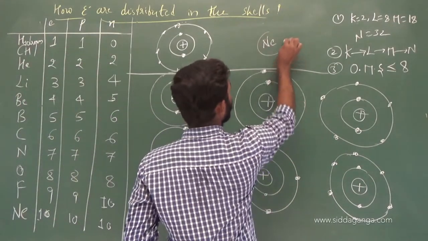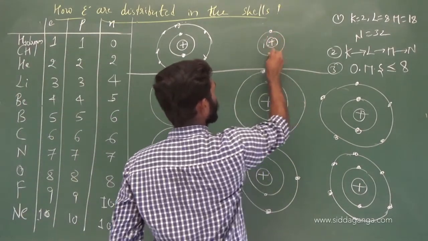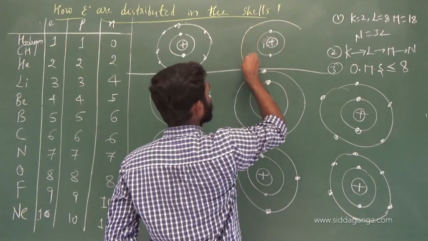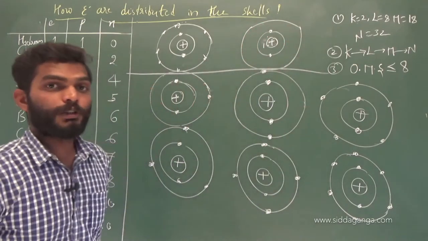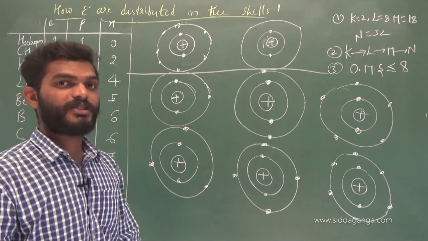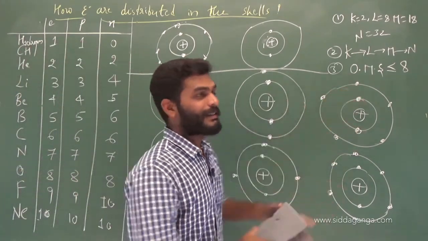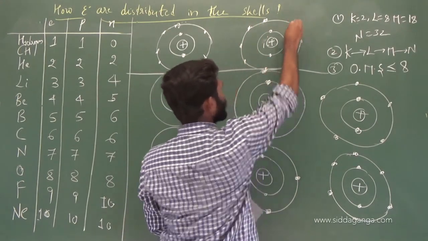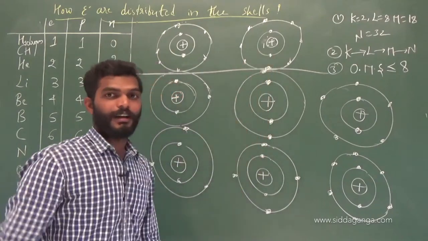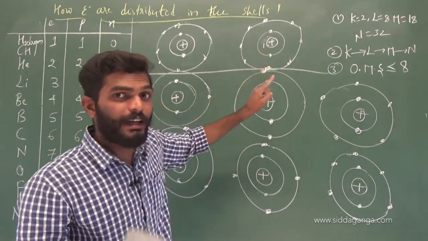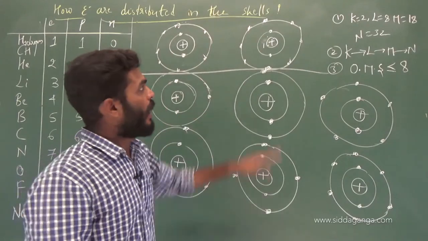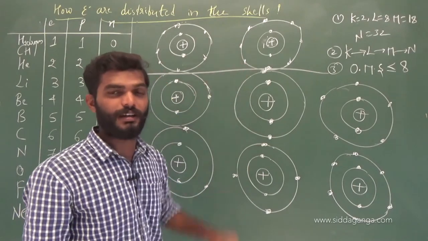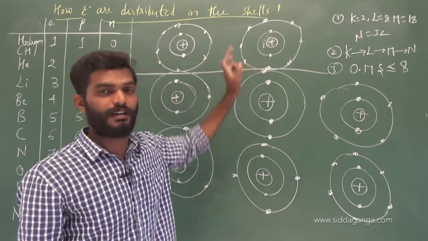Neon, how many electrons are there? 10 electrons are there, therefore nucleus, 2 in the first shell, that is K shell. It remained with 8 electrons, so those 8 electrons should be filled in the second shell. Now, second shell, I am going to fill 8 electrons: 3, 4, 5, 6, 7, 8. Right? In the process of filling 10 electrons into the neon atom, the last shell is L shell. Therefore, this becomes the outermost shell here. This is the inner shell, this is the outermost shell.